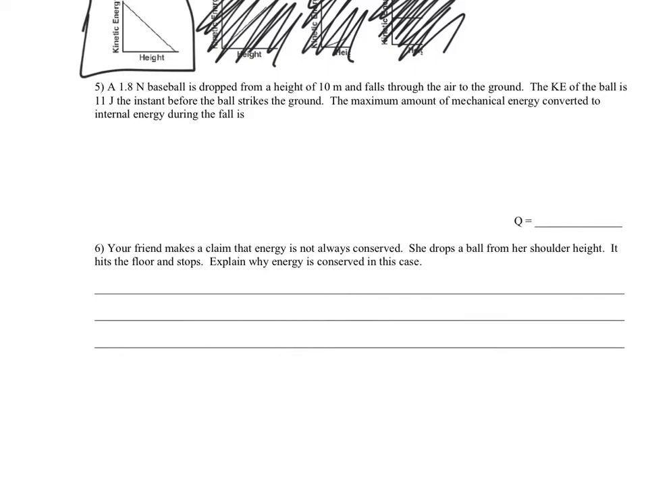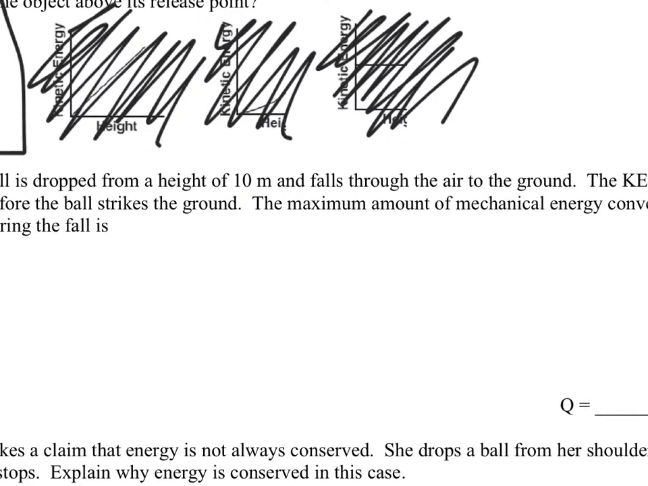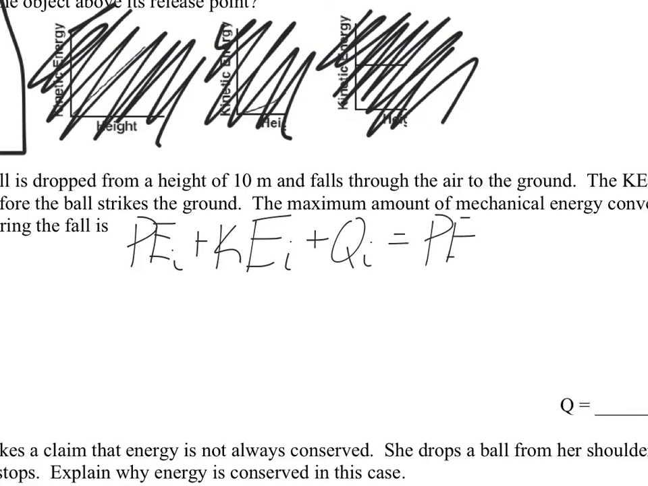The maximum amount of mechanical energy converted to internal energy during the fall is, so we know there's Q in here, so we can't just ignore that this time. So let's start with our conservation of energy formula. Potential energy initial plus kinetic energy initial plus Q initial equals potential energy final plus kinetic energy final plus Q final. In this class, Q initial will always be 0, so we'll get rid of that.